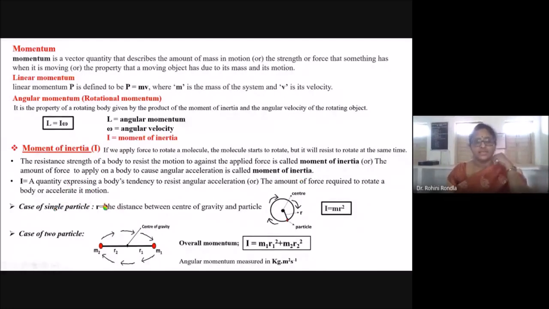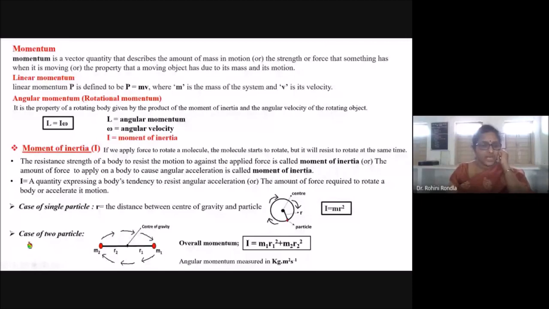Okay, next, for example, take a single particle. A single particle is rotating in circular motion. In the case of a single particle, this I, the moment of inertia, is equal to m into r square. M is the mass of the particle, and r is the radius. So the formula for a single particle is I is equal to mr square.